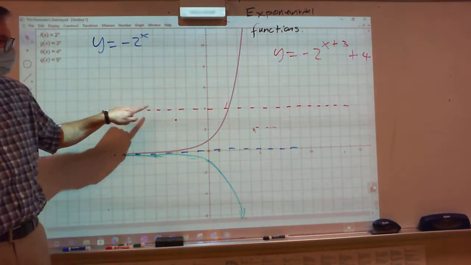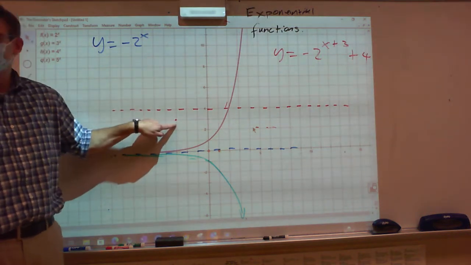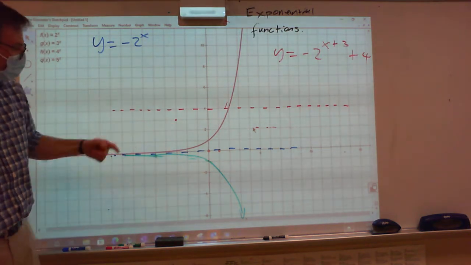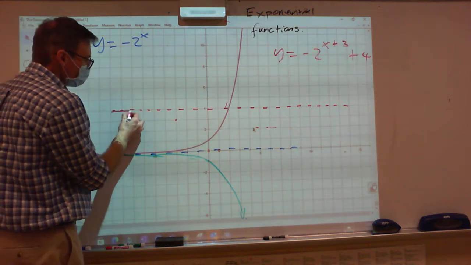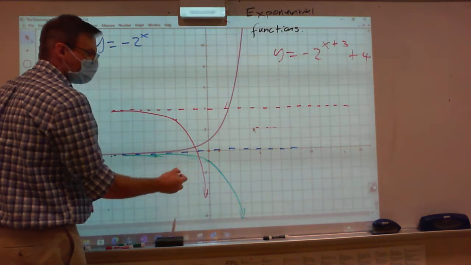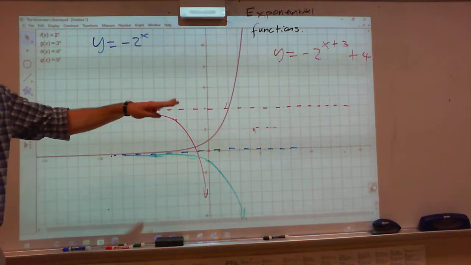Is everybody okay? We got our special point. We got our asymptote and our special point. And so now we draw. We start here. We stay on the asymptote. We get the special point, and then we sort of curve away. Does this make sense?